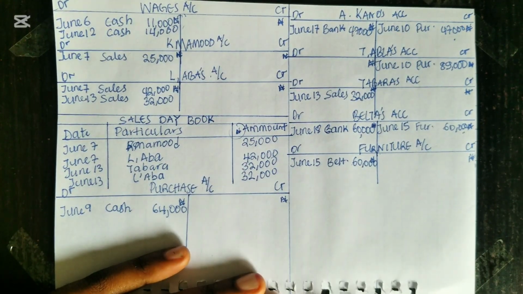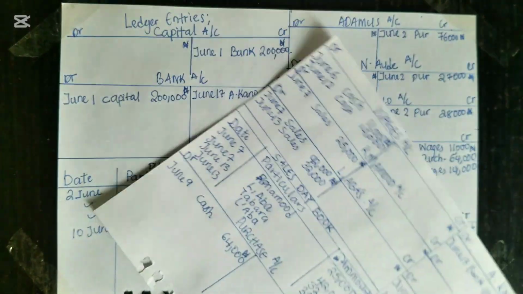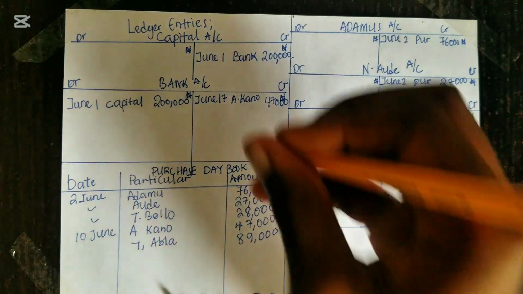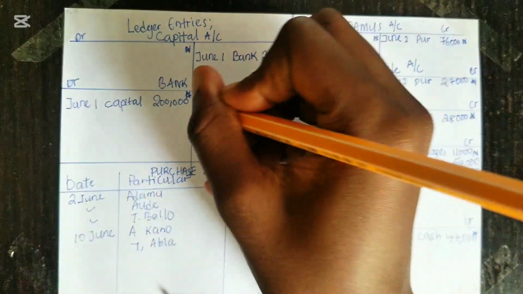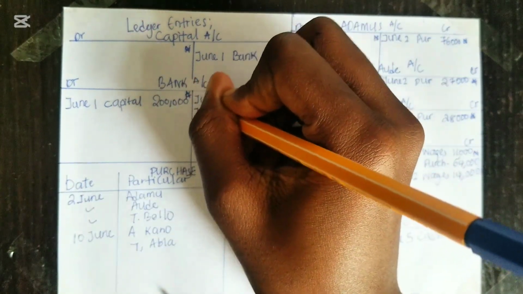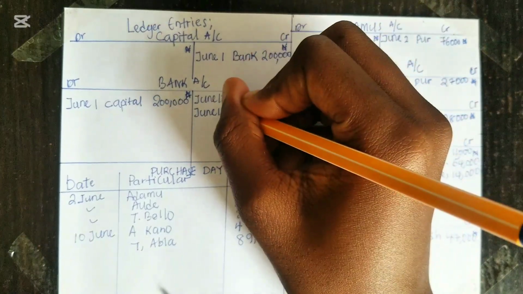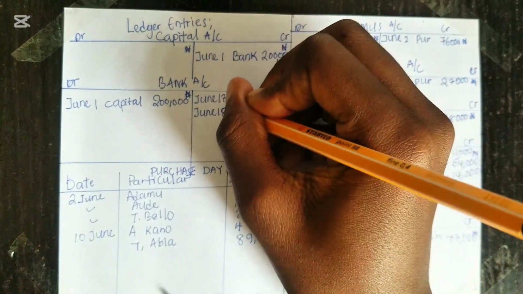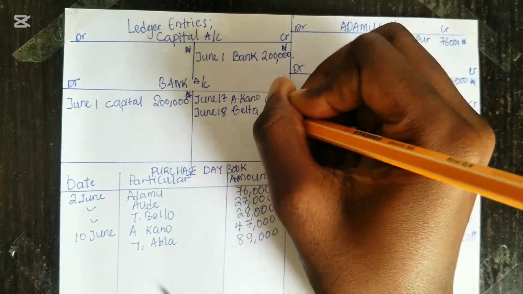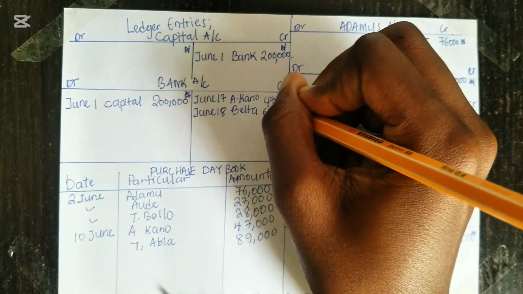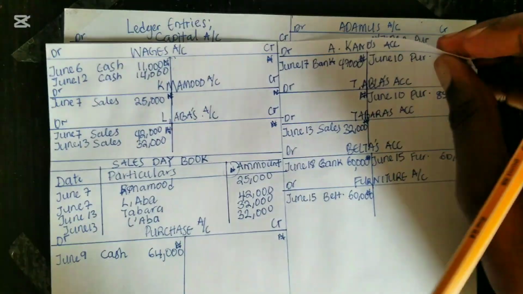Do you understand? So in the bank account, because here is debit, we are going to credit our bank account. So bank account here. We have June 18. We're going to write Belter, right? Belter. So how much is it? 60,000 naira. So we have done this.